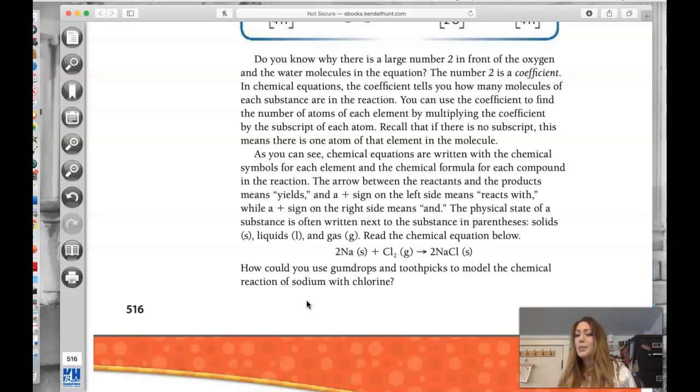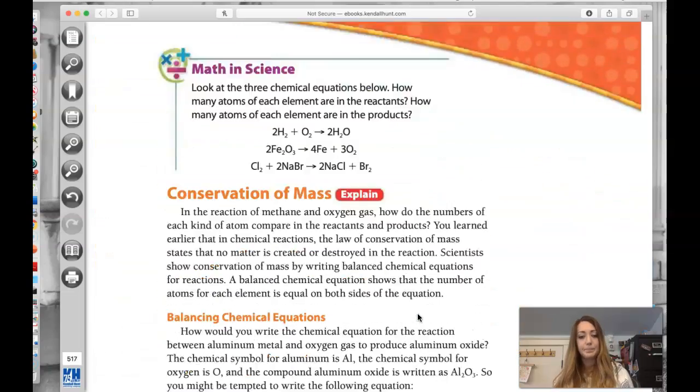And then how would you use gumdrops and toothpicks to model the chemical reaction of sodium with chlorine? Too bad you ate all your gumdrops already, huh?